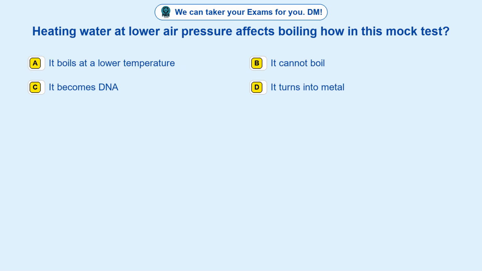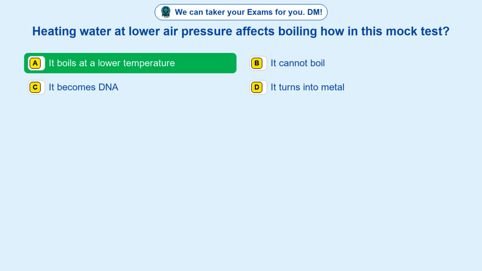Question 48. Heating water at lower air pressure affects boiling how in this mock test? Option A. It boils at a lower temperature. Option B. It cannot boil. Option C. It becomes DNA. Option D. It turns into metal. The correct answer is option A. It boils at a lower temperature.